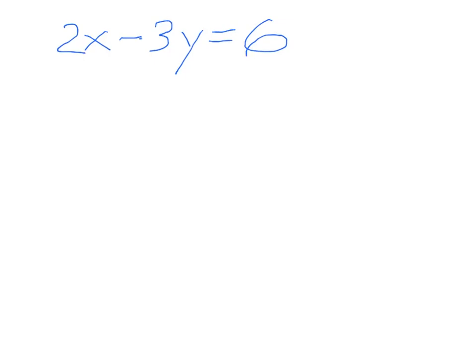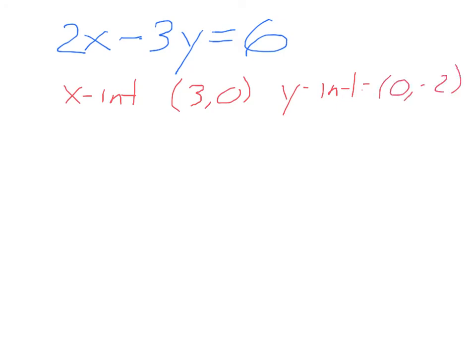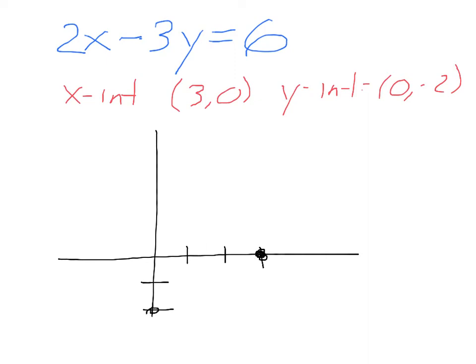Okay, let's see if you did this right. If you did it right, you would have told me the x-intercept would have been 3, 0. And the y-intercept would have been 0, negative 2. So if I graph, there is 3, 0. And 0, negative 2 is right there. So my line would look like that. And there is the graph of 2x minus 3y equals 6.